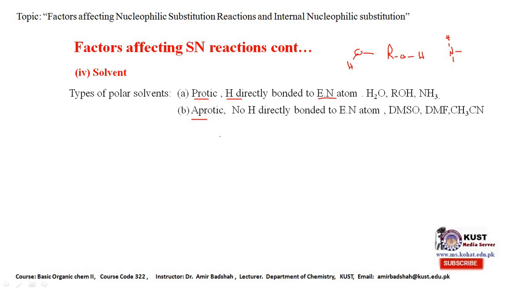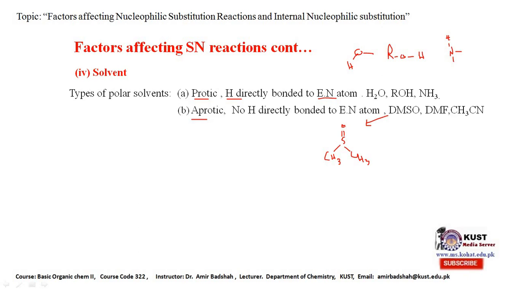A second type of polar solvent are aprotic, where there is no hydrogen bonded to a more electronegative atom. For example, in the structure of DMSO, sulfur is bonded with oxygen and on the other hand to two methyl groups. So here you see there is no hydrogen bonded to a more electronegative atom. This more electronegative atom is oxygen, and there is no hydrogen bonded to it. So it can act as a solvent.